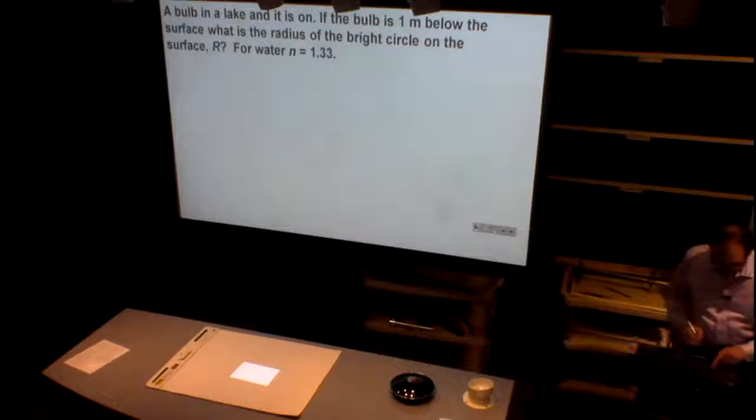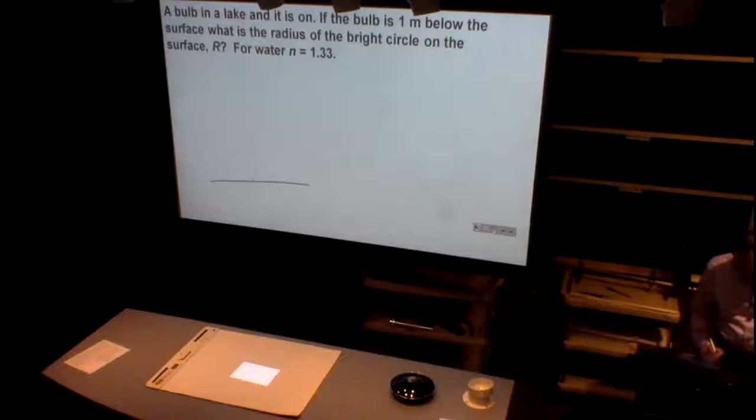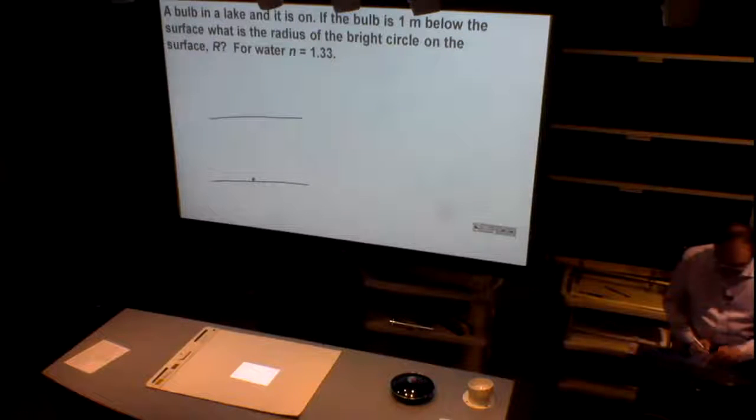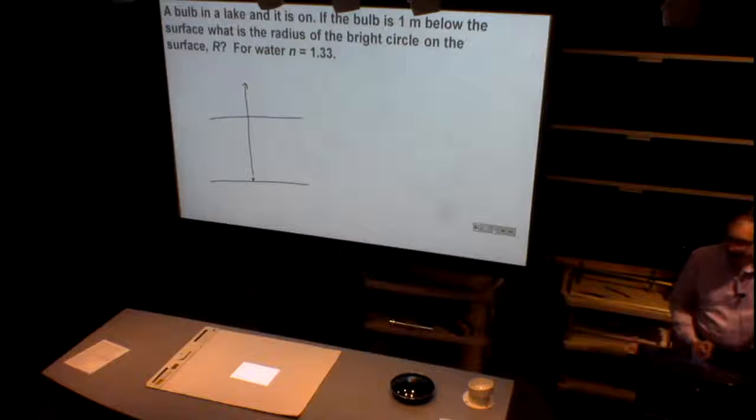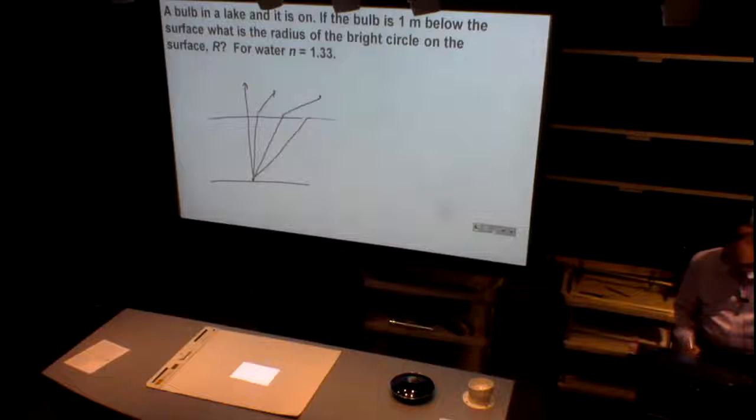So what we have is a light source in water. And that's the surface of water. So what is happening to light? Well, rays which approach the boundary behave differently. This one just gets through. No bending, no refraction. But this one gets refracted, bends away from the normal. This one bends even more away. And at the critical angle, light doesn't get out anymore. That's it.